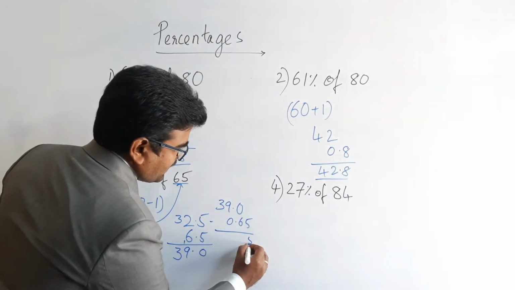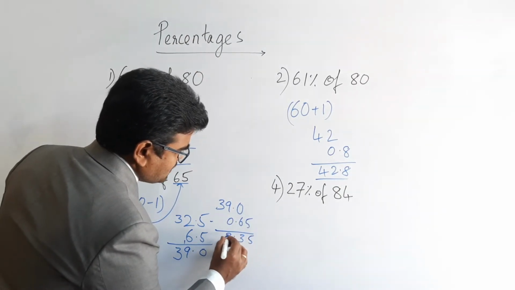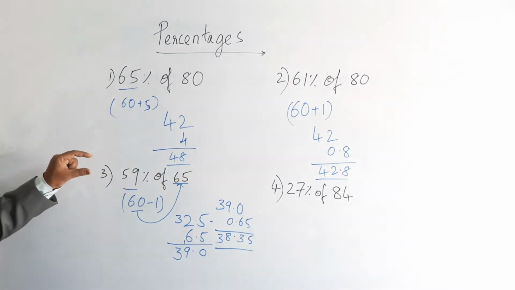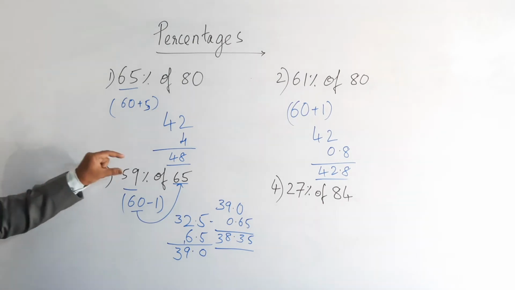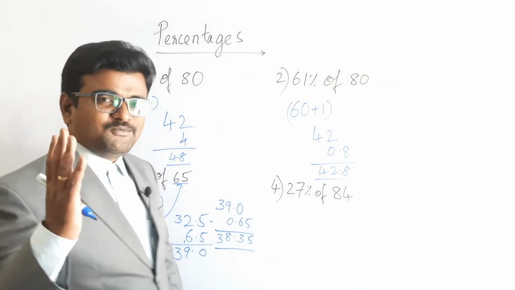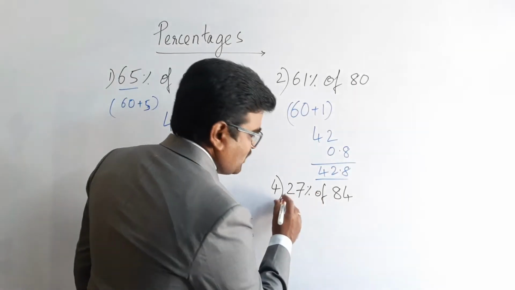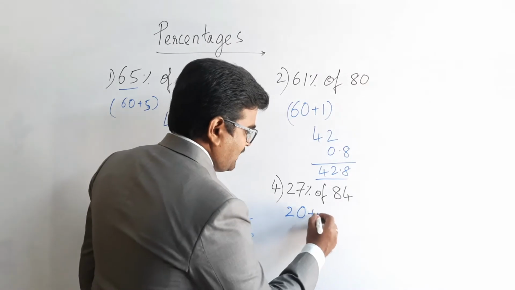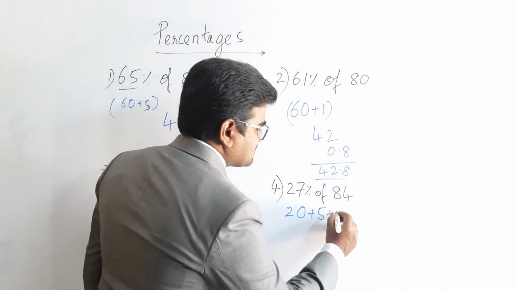Nothing but 38.35. So 38.35 is your 59% of 65. Let's consider the fourth example. Again, split this 27 as 20 plus 5 plus 2.